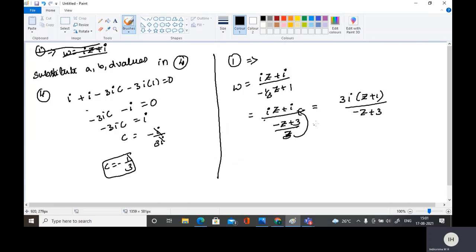Let's go here. So this is the transformation for the given points. We go for the next problem.